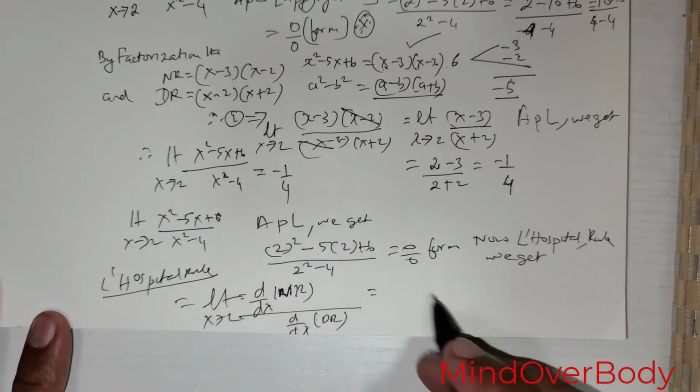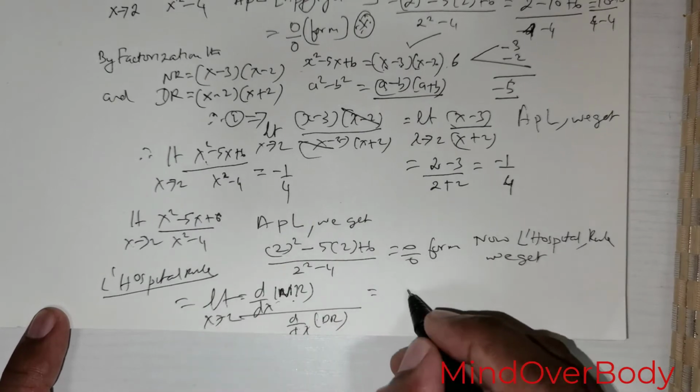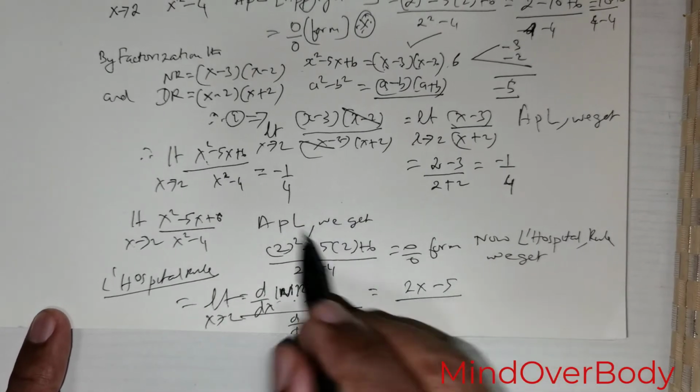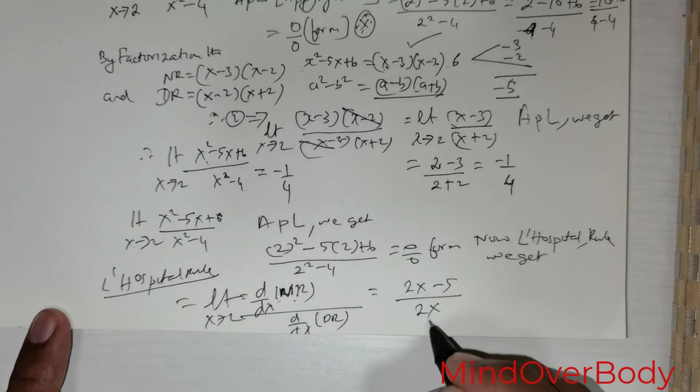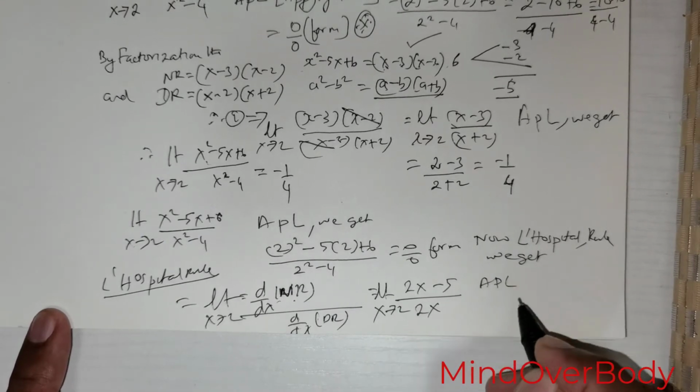So this is equal to, I differentiate the numerator. So what would you get when you differentiate the numerator? You get 2x minus 5. Differentiation of the denominator, you get 2x. Now you apply the limits, x extending to 2. So you state it. So what do you get?